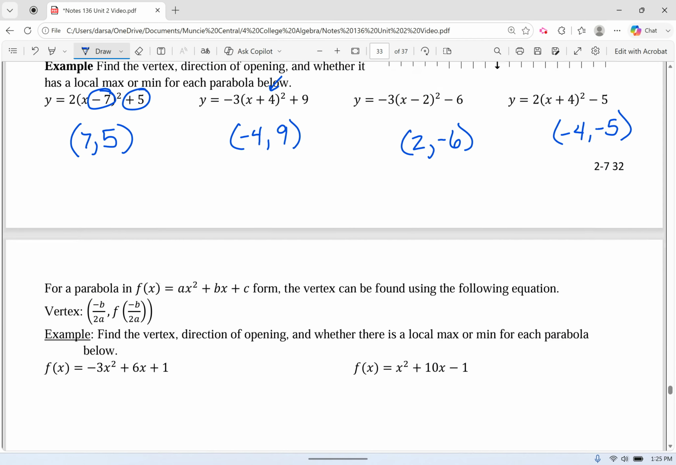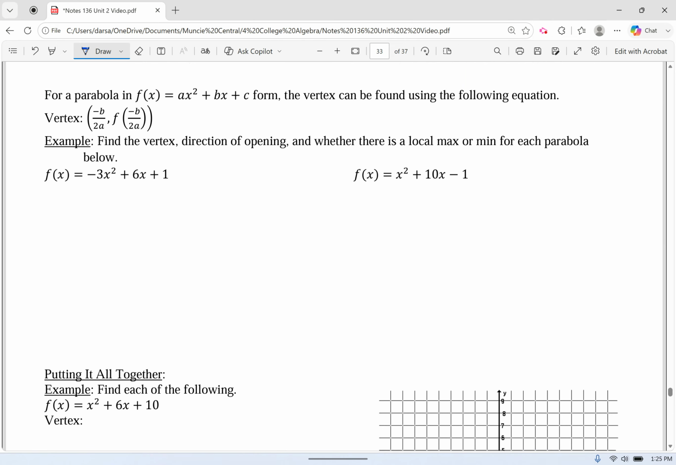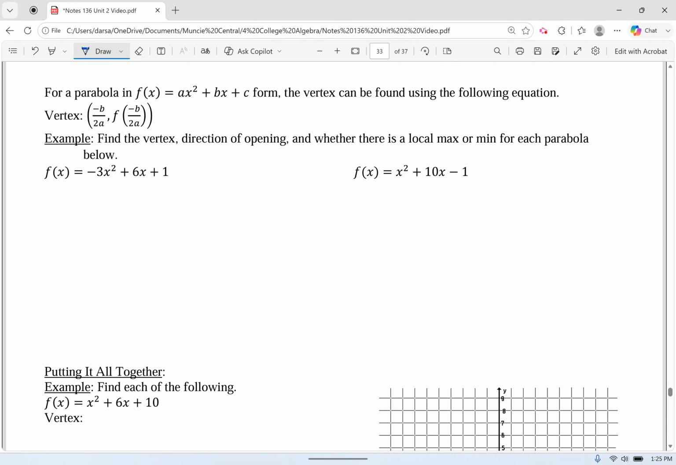Now, what's a little bit more difficult is finding the vertex when we are in a slightly different form. When we are in quadratic form, it would be nice if C was the Y and B was the X or something like that. It's not quite that simple. So what we have to remember is the formula negative b over 2a. Negative b over 2a is what you're going to want to remember.